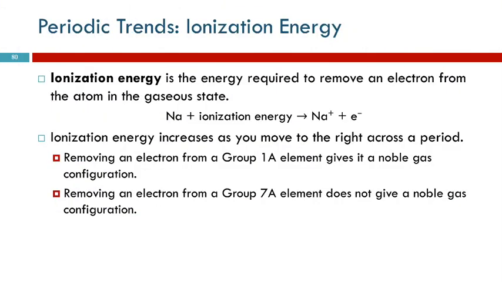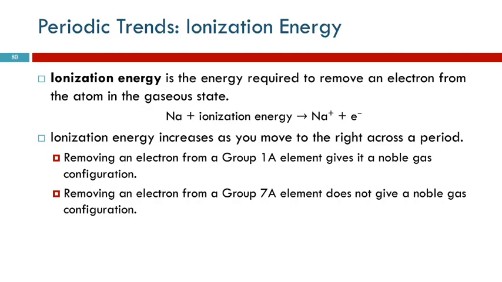Another trend is ionization energy. Ionization energy is the energy needed to remove an electron from an atom. So we've been talking about sodium wanting to lose an electron to become like neon. Well, sodium doesn't just give it up. You have to give it something in exchange. You have to give it some energy for it to give you its electron. How much energy you have to give it depends on what element you're looking at. And there's a trend in that ionization energy. Ionization energy increases as you move to the right across a period.